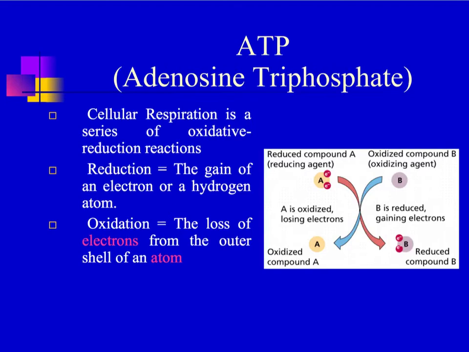Okay, cellular respiration is a series of redox reactions, or you can call them oxidation-reduction reactions. And these 2 words are really confusing because with reduction, you would think you're reducing, but you're actually gaining an electron or a hydrogen atom. Oxidation is the loss of electrons from the outer shell of an atom. So the way that I suggest to remember these is that this one is the opposite of what it sounds like. Instead of reducing electrons, you're gaining electrons, and then oxidation is the one that actually reduces them or loses them.